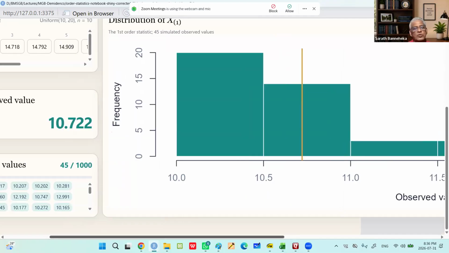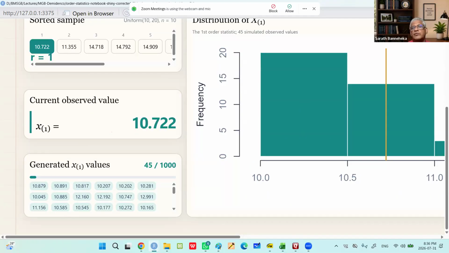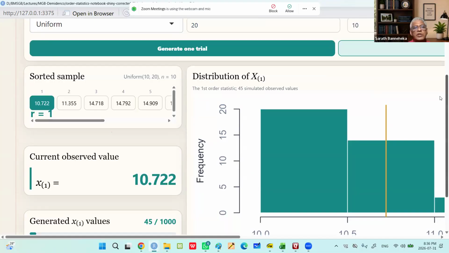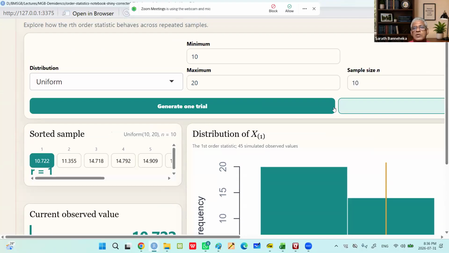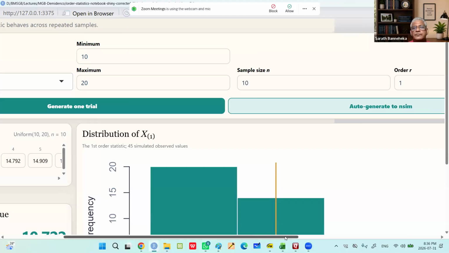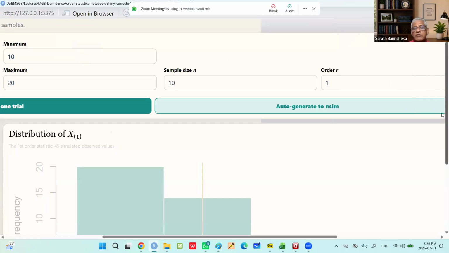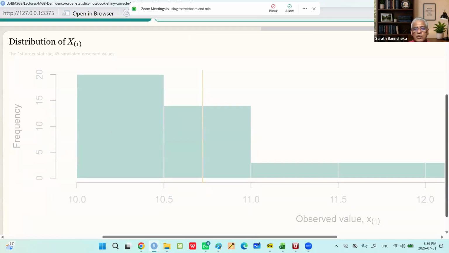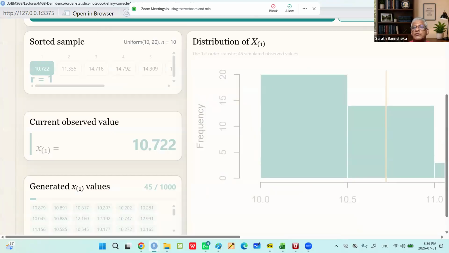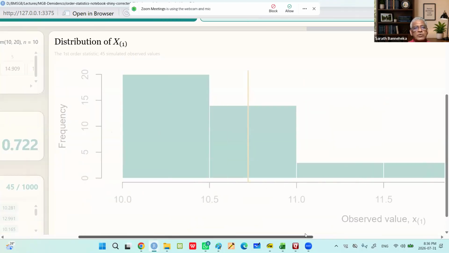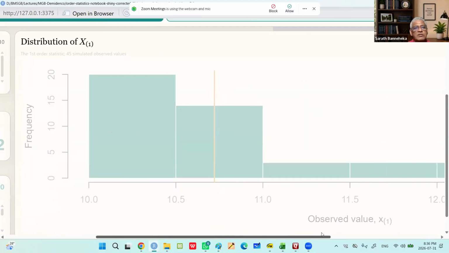But actually, if you want to see the shape of the distribution of the first order statistic approximately, you need a large number of possible values. So therefore, I will now ask the computer to generate more values up to 1,000 values automatically. Right? So auto generate up to number of 1,000 values. And at the end, I will have 1,000 possible values for the first order statistic. And I will have the histogram of those 1,000 values. So it will take some time, a few seconds.